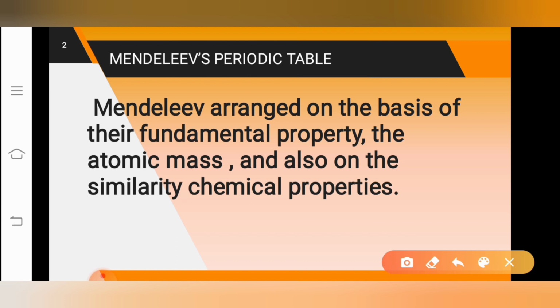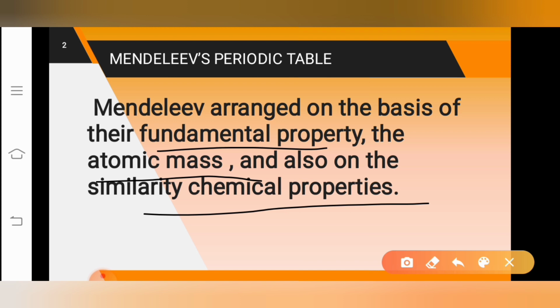I repeat, Mendeleev arranged the elements on the basis of the fundamental properties and the atomic masses and also on the similar chemical property. But the chemical property was given the first priority while he was arranging the elements. At that time, there were 63 elements which were known, and Mendeleev first tried to find out the relationship between the atomic masses of those elements, physical properties as well as the chemical properties.